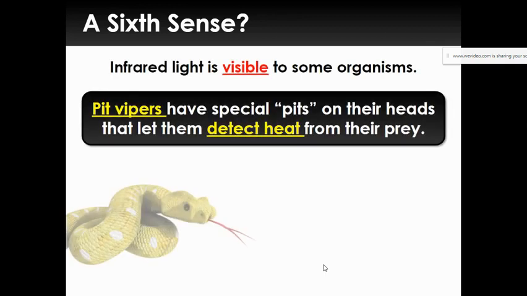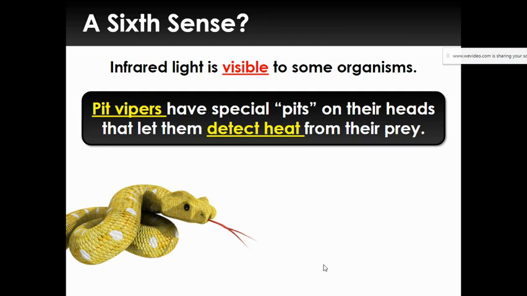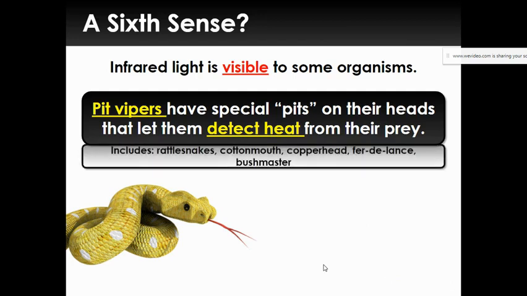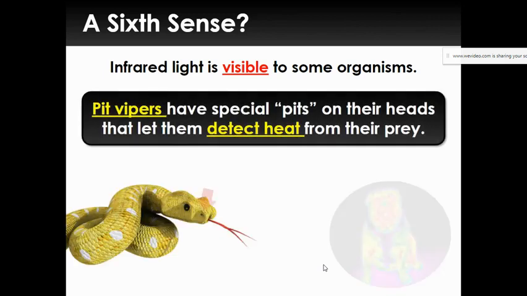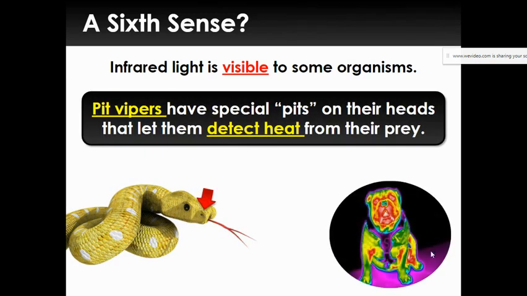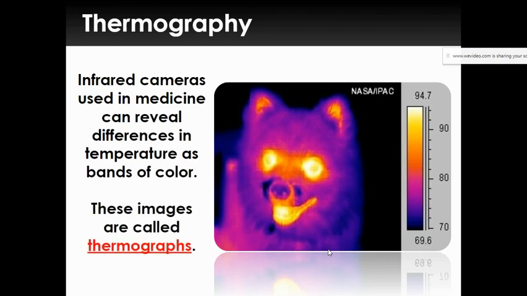So it is visible to some organisms. Pit vipers have special pits on their heads that they can detect heat from their prey. This includes rattlesnakes, cottonmouth, copperhead. Infrared light is visible to some organisms, and so they might see a dog, something like that. We also have infrared cameras that are used in medicine that can tell differences in temperatures. These are called thermographs.